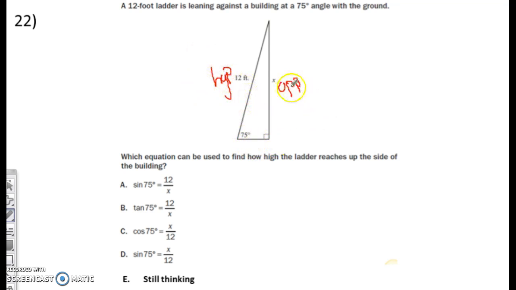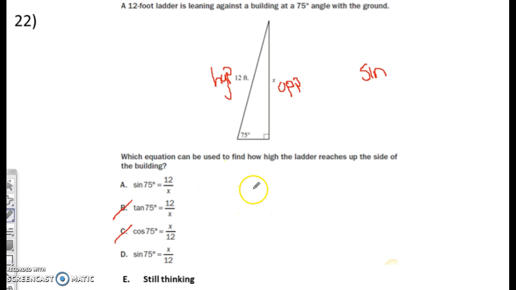So if I'm given the opposite side and the hypotenuse, I already know that I have to use the sine, because the tangent uses the adjacent, and so does the cosine. So I'm going to go ahead and get rid of those because we don't know anything about this adjacent side.